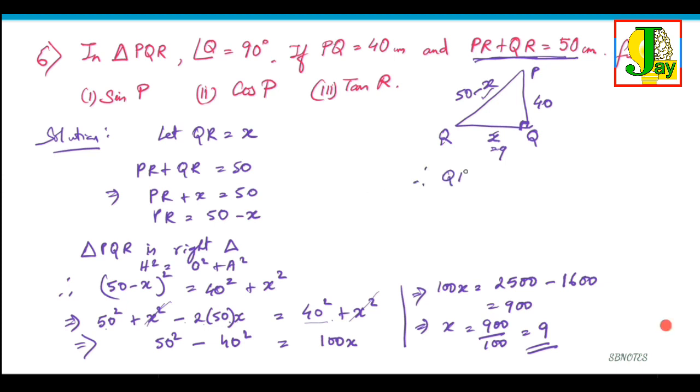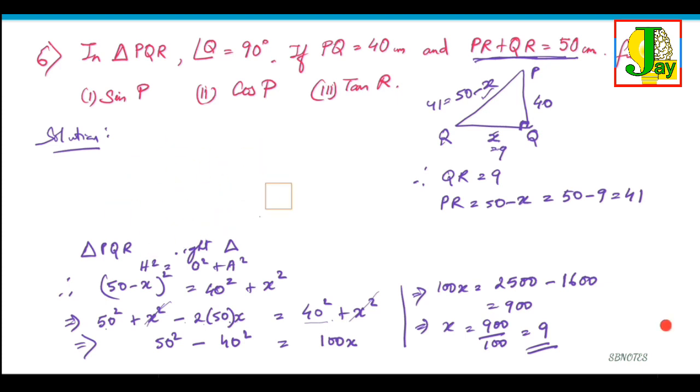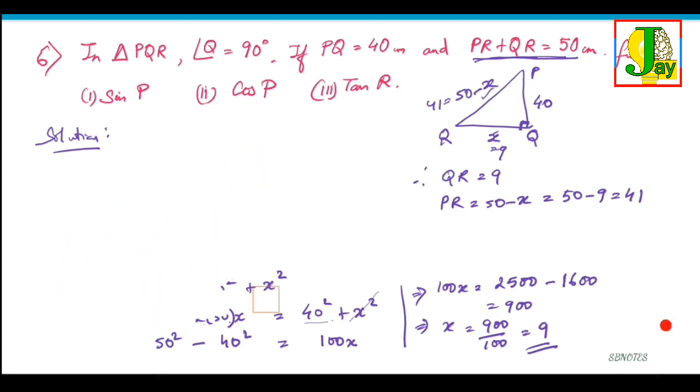Therefore, QR equals 9 and PR equals 50 minus x, which is 50 minus 9, that's 41. Okay, so we got this 41. So now we have all the sides. Now once we have found all the sides, we can use the ratios.